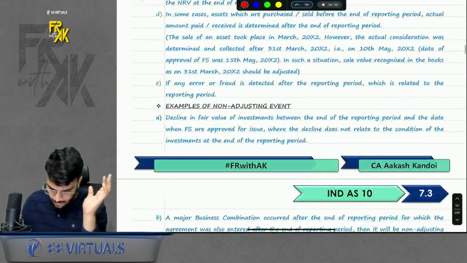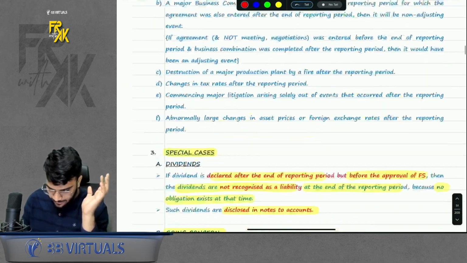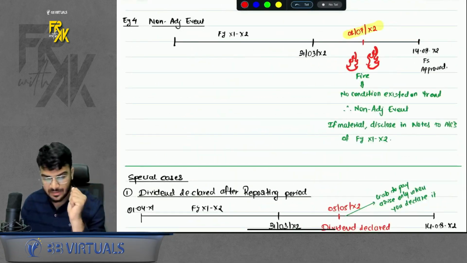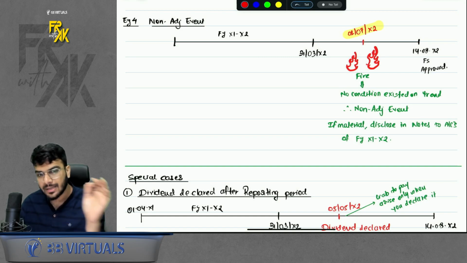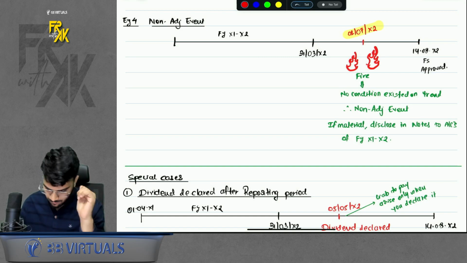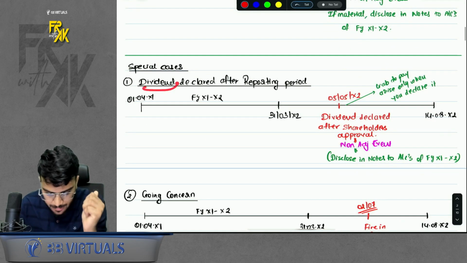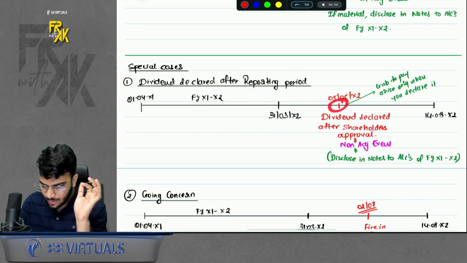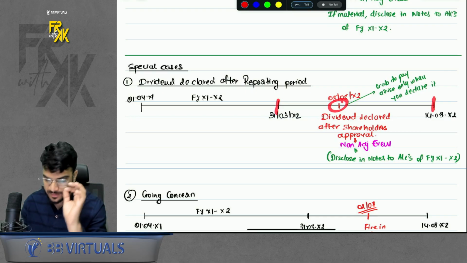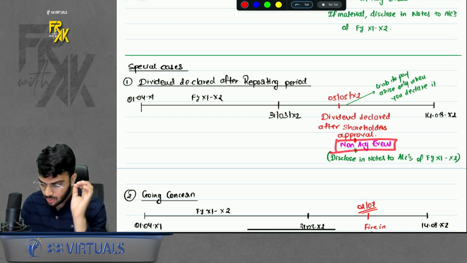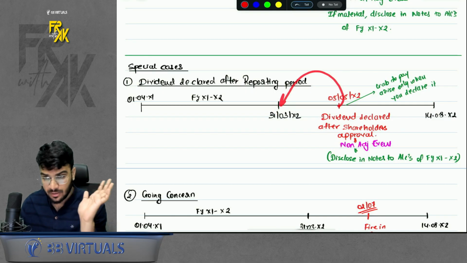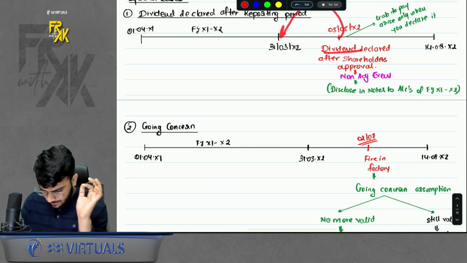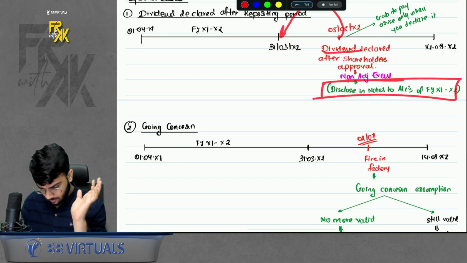Done, understood. Then there are some special cases. In the module there are 3 special cases; I have discussed 4 of them, and you will come to know how. First, dividend declared after the reporting period. If any company declares a dividend after year end but before approval of the FS, it is a non-adjusting event because no liability for the dividend existed on year end. What will you do with this non-adjusting event? Just disclose it in the notes to accounts.